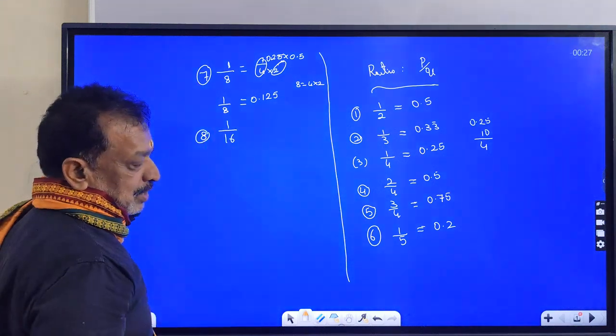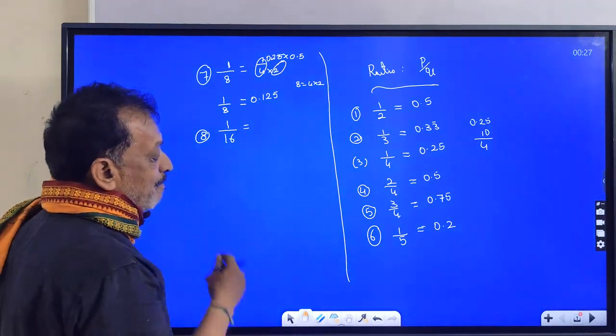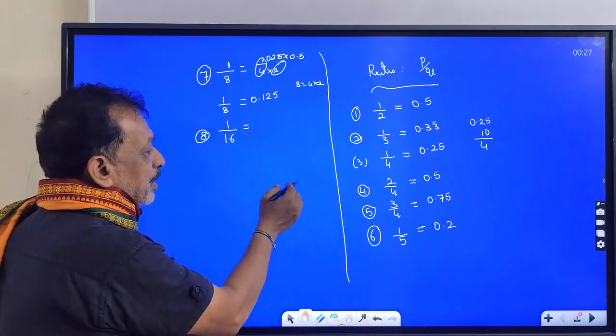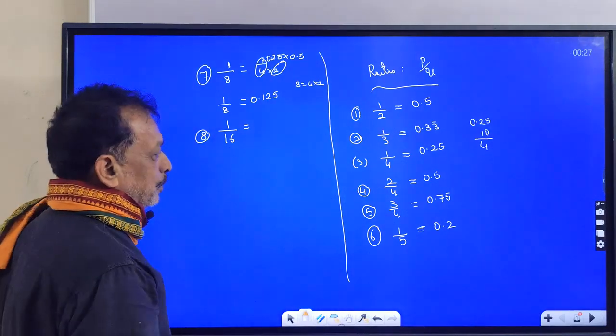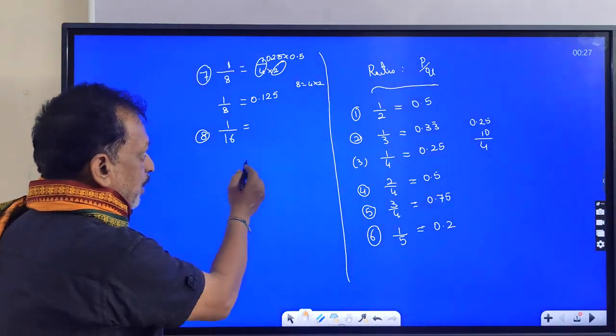So 1 by 16. While calculating, one electron is 1.6 into 10 to the power of that many charges. So 1 coulomb is equal to how many electrons? They are more useful here. I will give that value also.